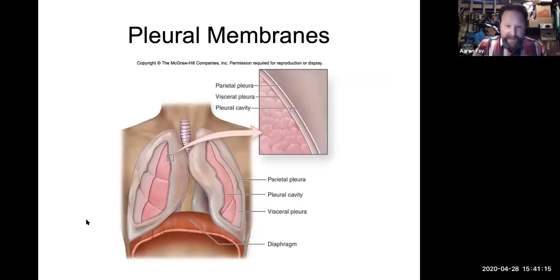So here is the image, perhaps a little bit easier to understand. The lungs are sitting inside the thoracic cavity. In the middle, we have the mediastinum. The outer layer is the parietal pleura. The inner layer is the visceral pleura. So parietal, visceral, and the space in between is the pleural cavity. The primary muscle of ventilation is the diaphragm.